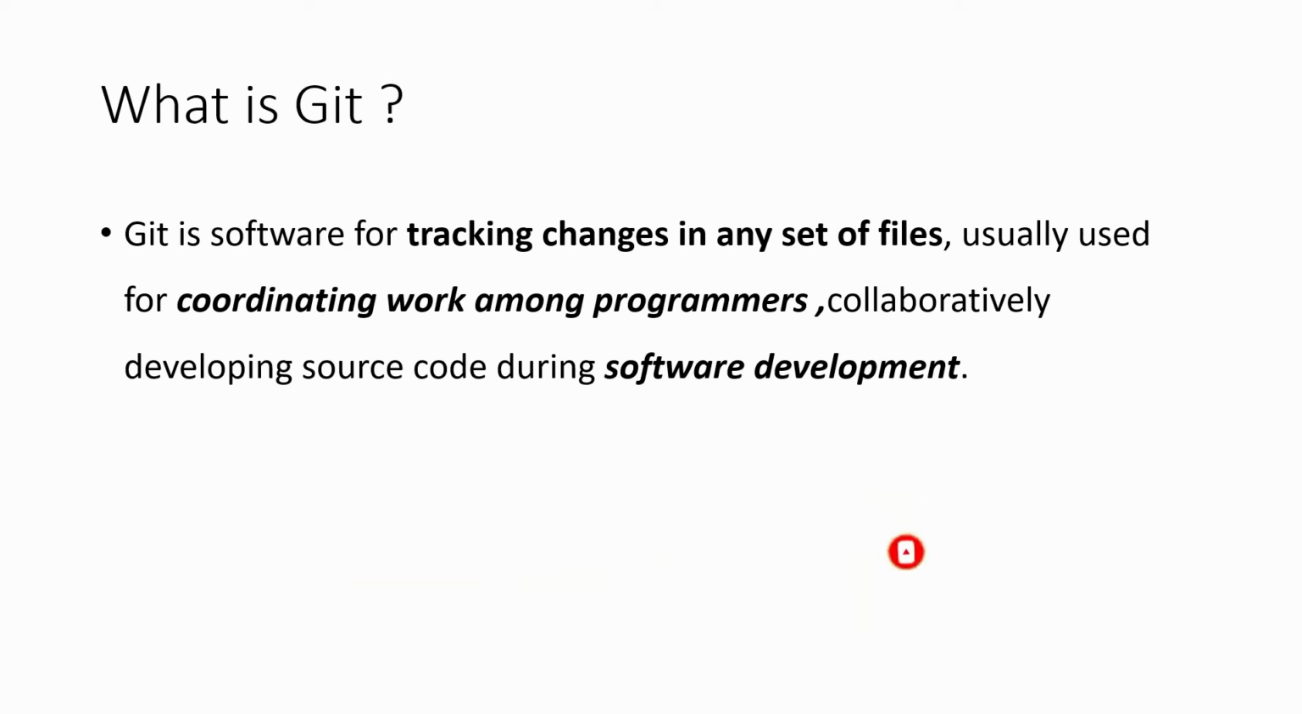So let's talk about Git. So what is Git? Git is a software for tracking changes in any set of files, usually used for coordinating work among programmers, collaboratively developing source code during software development.